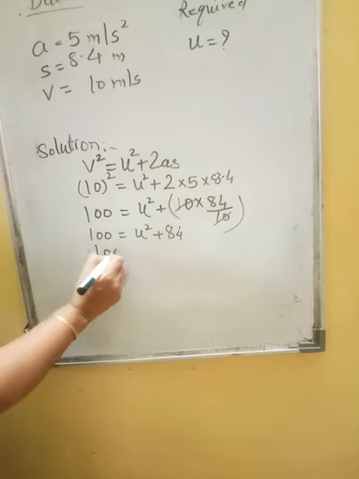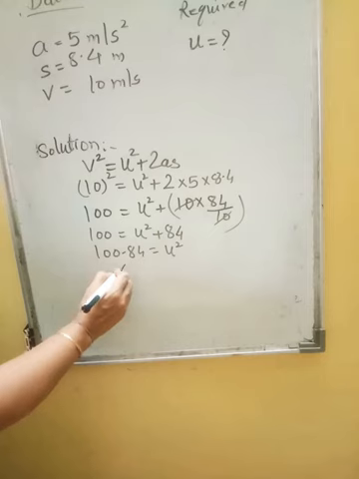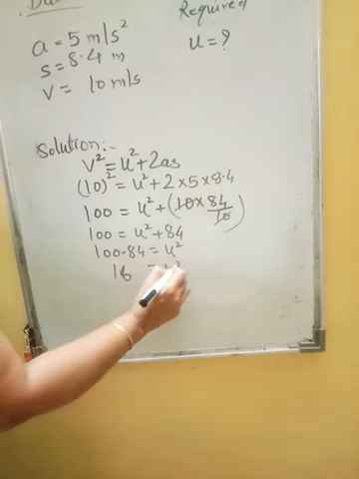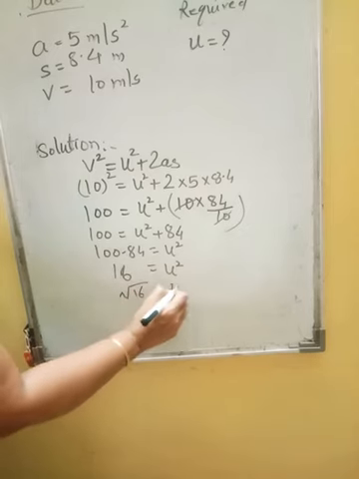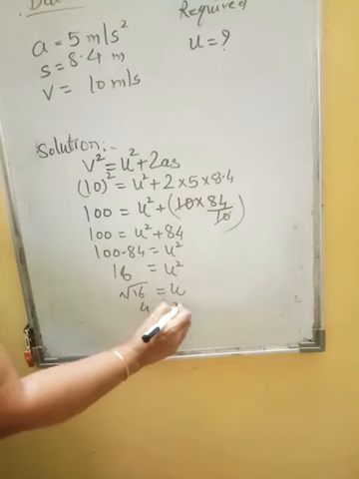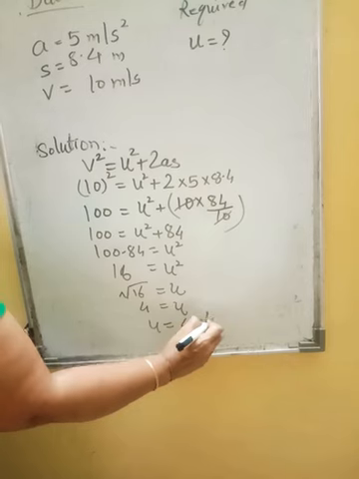So 100 minus 84 is equal to u square. So 16, I think it will be. Yes. 16 is equal to u square. So square root of 16 is equal to u. So 4 is equal to u. So answer, u is equal to 4 meter per second.